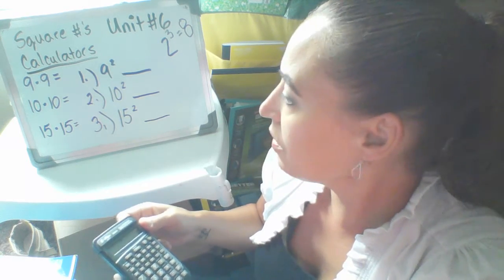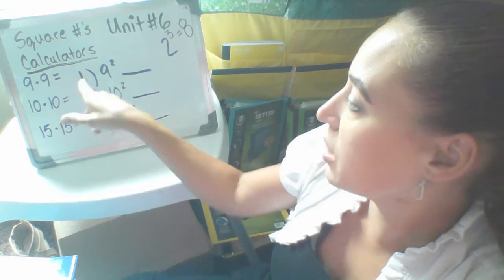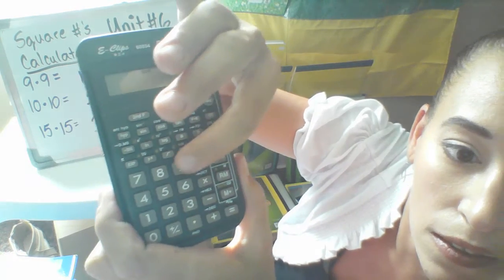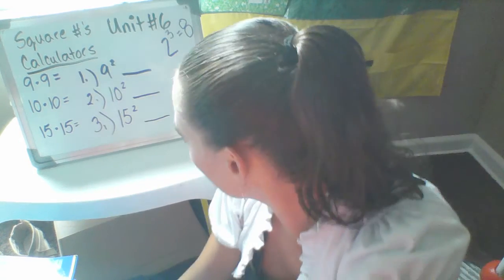So we're going to look at the first problem, which was 9 squared. So we're going to hit 9. And I'm just simply going to hit my square button, the x squared, and it is 81. So remember I said 9 times 9 is 81. There you go. There's your 81.